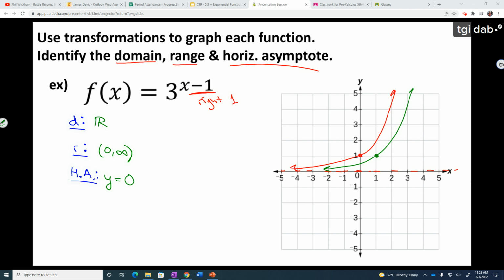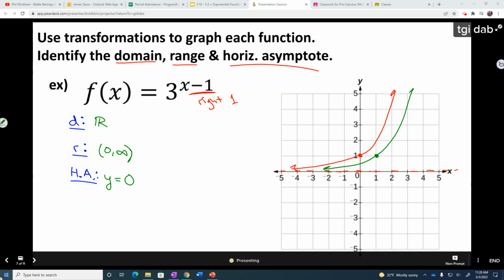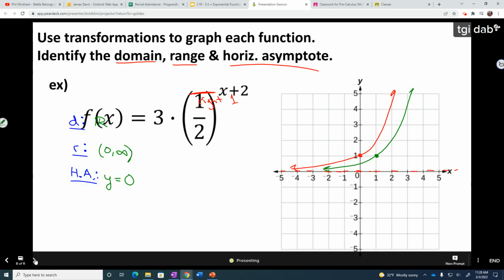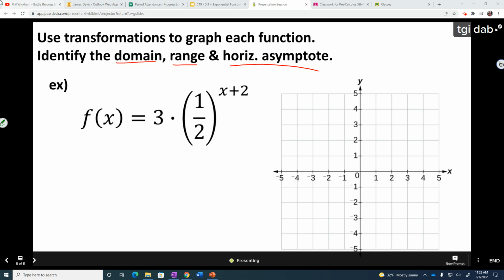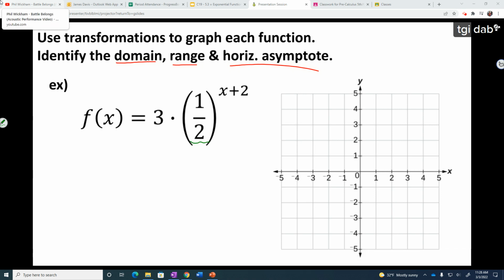We get a little bit harder here. Let's throw a couple more. 3 times 1/2 to the x plus 2. All right, now be careful when you draw your parent function on this one though, because this is a 1/2, which means it's exponential decay.